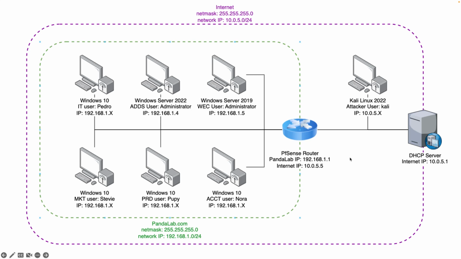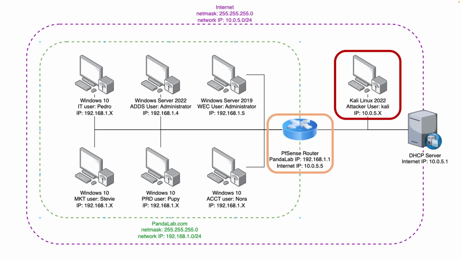In a previous video, we were able to download and install pfSense in a virtual machine to work as a virtual router for pandalab.com. In today's video, we will show you how to download and install Kali Linux in a virtual machine that we will use as an adversary in our lab environment.